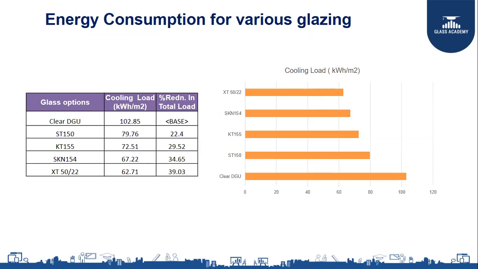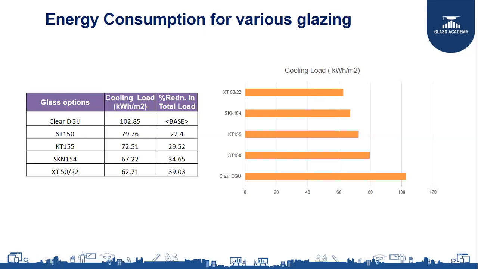In EPI, you have different components. Here I am considering only the cooling load per square meter of floor area. So if you use clear glass, it is 102. When I use better coated products, it is actually improving. From 102, it is going as low as 67 and 62. It is almost 34 to 39% savings in cooling load compared to a clear DG.